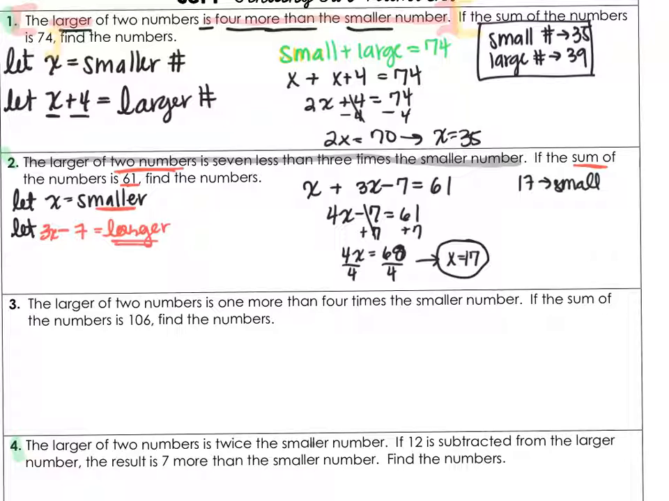17 times 3 minus 7, that's 44, and that's our large number. Again, you could check your work by making sure that the sum of those two numbers does make 61.